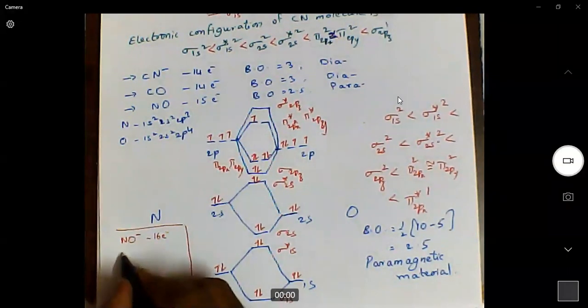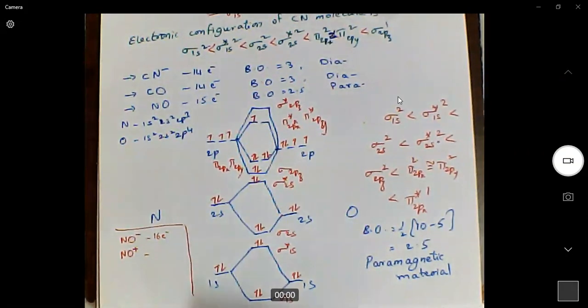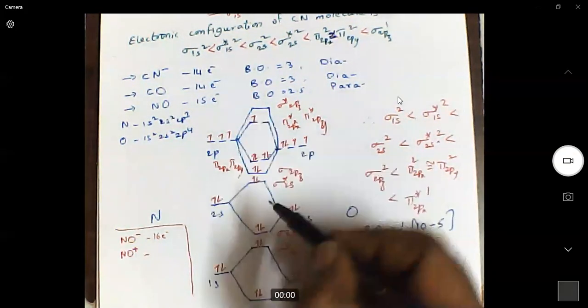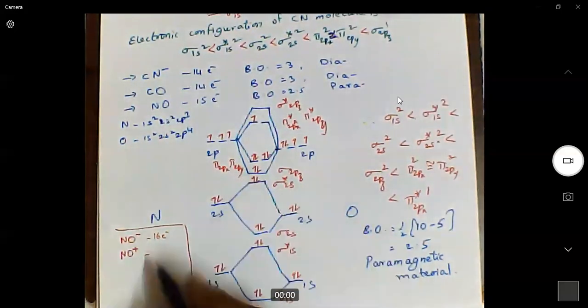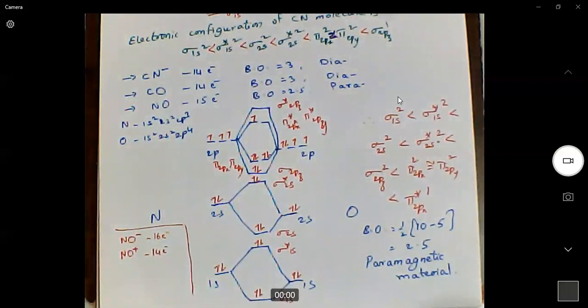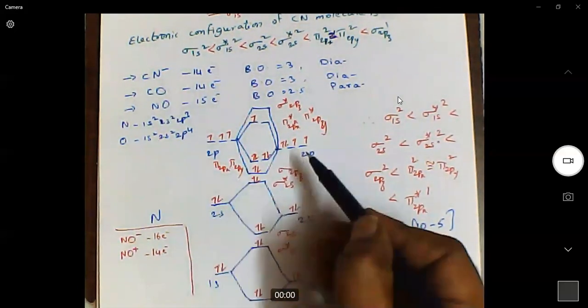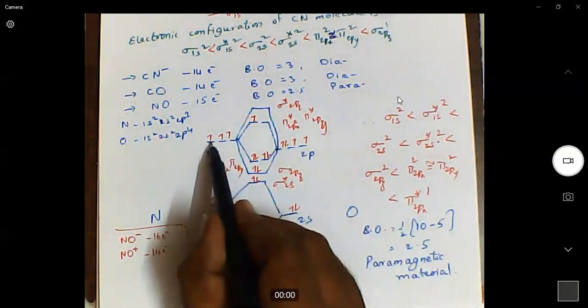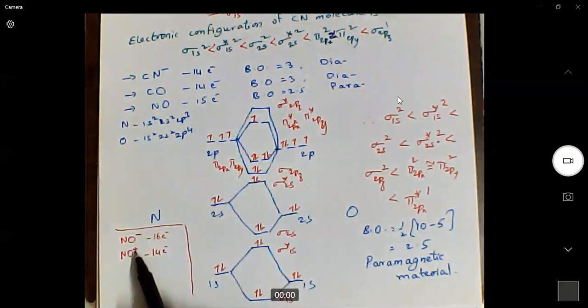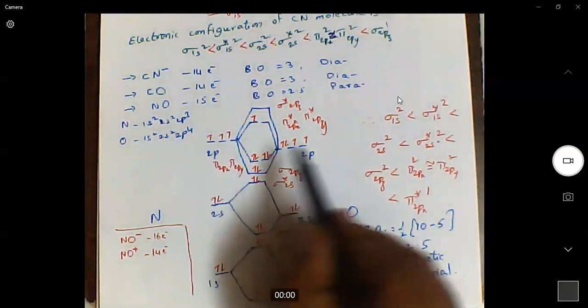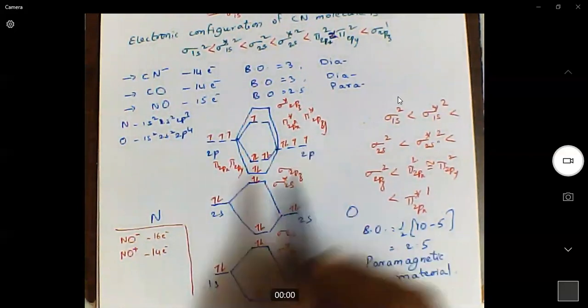If we remove one electron from NO molecule, it becomes NO plus. That means we will remove this electron. Then it is 14 electrons. So the bond order is 3. If you want to add an additional electron, you can add it either to oxygen or to nitrogen. There is no problem. If you want to remove an electron in NO plus, you can remove one electron either from nitrogen or oxygen. This is also not a problem.